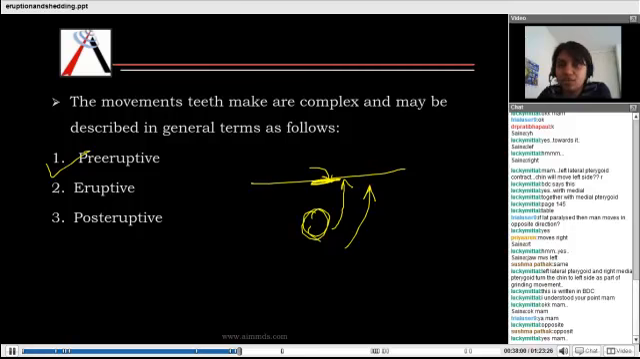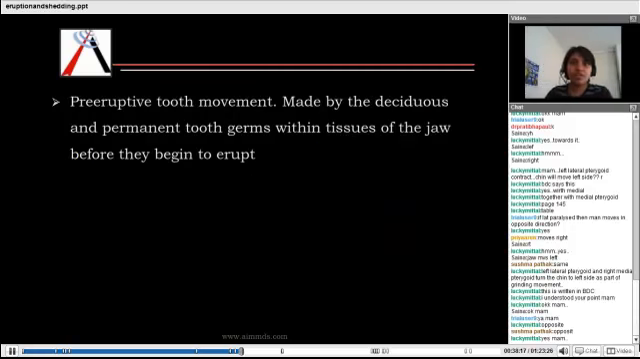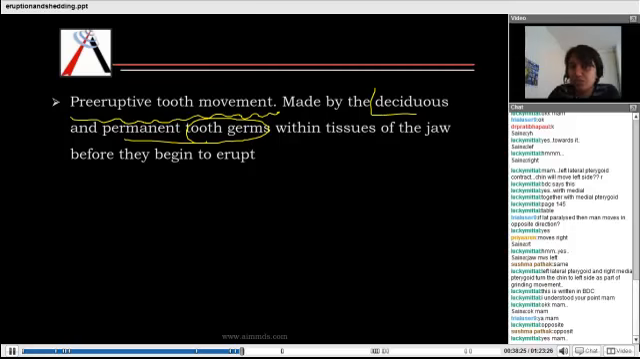Eruptive movement is when they start moving and come until they reach the occlusal surface. Okay, that is the eruptive movement. And post-eruptive movement is after they reach the occlusal surface, when the tooth continues to move. That is the post-eruptive movement. Okay, so pre-eruptive movements are the movements made by the deciduous and permanent tooth germs before they begin to erupt.